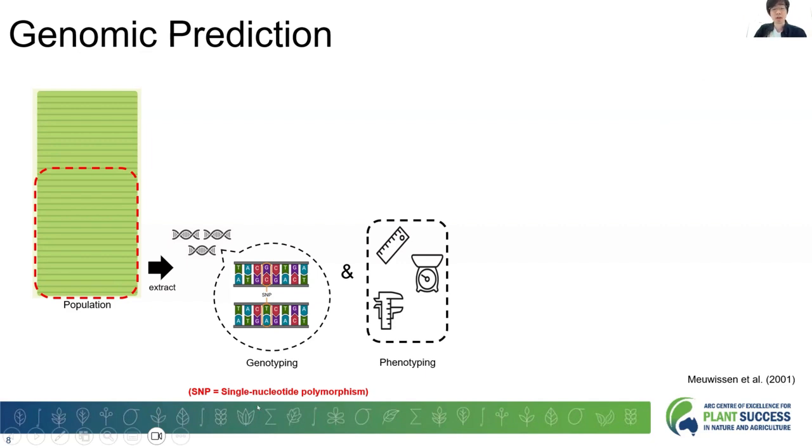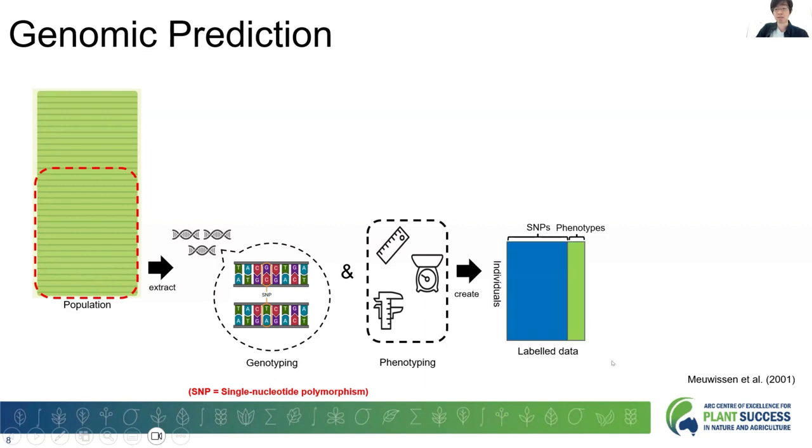And also, we extract the phenotype information from the selected individuals, so that we can convert the information into a tabular format called labeled data, which has SNP information and their corresponding phenotypes. And by using this data, we can train the prediction model.